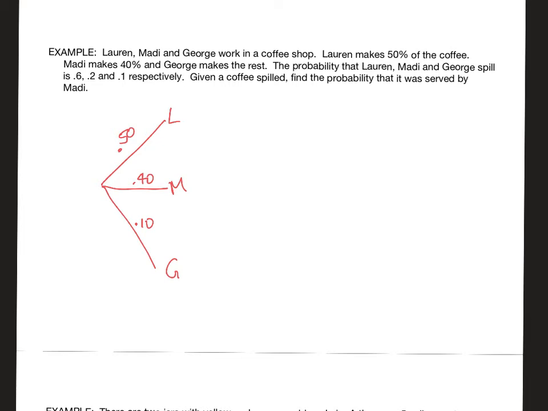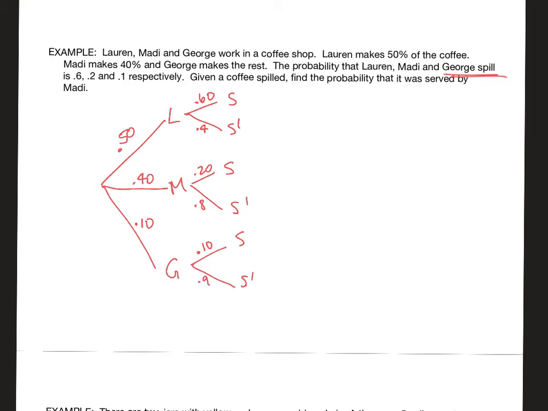Okay, the probability that Lauren, Maddie, and George spill. Okay, so they spill their coffee. So sometimes Lauren spills and sometimes she doesn't. Sometimes Maddie spills and then sometimes she doesn't. Sometimes George spills, etc. You get this. Okay, so let's put the numbers in. These are their spill percentages or probabilities. Lauren spills 60% of the time, Maddie spills 20% of the time, and George only spills 10% of the time. Now, keep in mind, every branch has to add up to be 100. So this is going to be 0.4, this is going to be 0.8, and this is going to be 0.9.